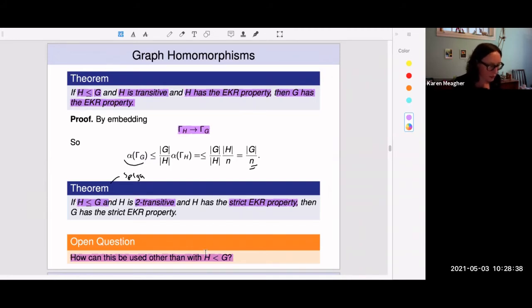I also was hoping this graph right here, I put it as a derangement graph because it's easy, but it doesn't have to be a derangement graph. It could be any graph that I understand well.